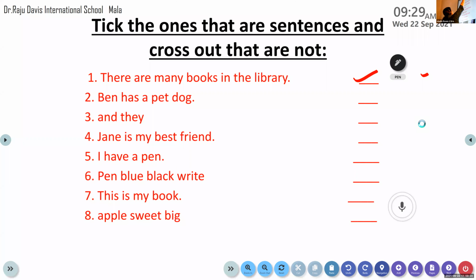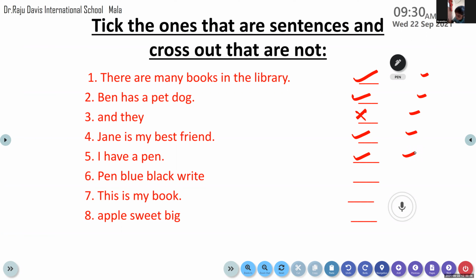Ben has a pet dog. Okay, Ben has a pet dog. It is a sentence. So what we have to do? Put a tick. If your answer is right, put a tick mark against it. And "they." Is it a sentence, my dear? No. We have to put a cross mark. Jane is my best friend. Is it a sentence? Yes. So put a tick mark against it. Okay. I have a pen. So yes, it is a sentence. So put a tick mark.